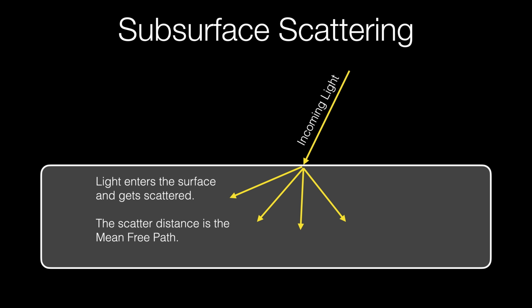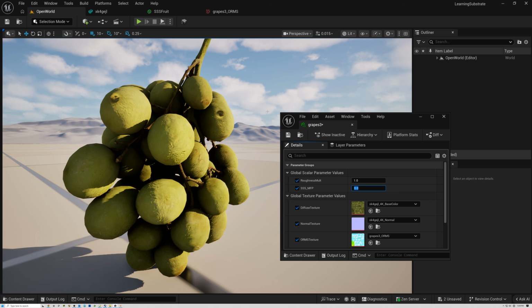And here's a diagram that shows what's happening. When light comes in and hits the surface, instead of bouncing directly off the surface, it actually enters the surface and bounces around inside. Some of that light gets absorbed by the surface, and some actually comes back out. In Unreal Substrate, we can control the amount of subsurface scattering that's happening using the SSS MFP input on the substrate slab. So today, I'm going to apply this effect to a bunch of grapes.